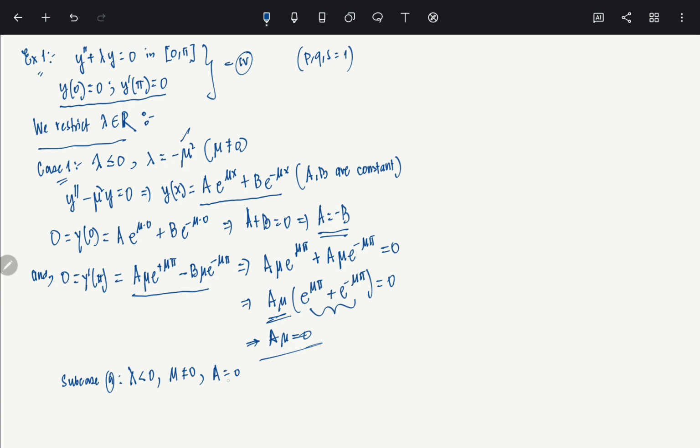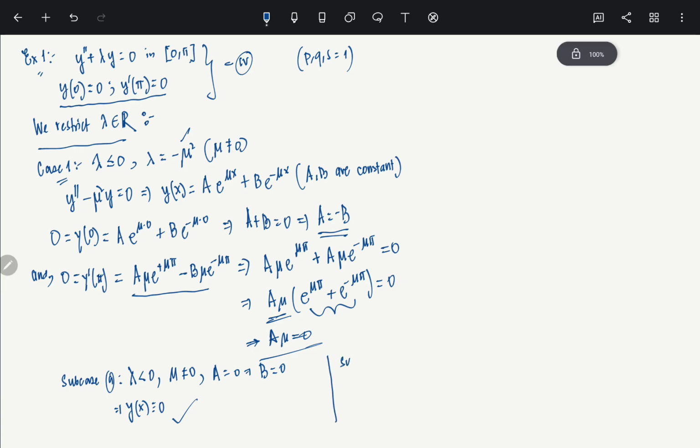Clear? Now if A has to be 0, and A is equal to minus B, that will imply B has to be 0. Now if A and B are 0, you see y(x) is what? y(x) is A e^(mu x) plus B e^(minus mu x). If A and B are both 0, y(x) has to be 0 for all x. So in this case y(x) is 0, and 0 is not a solution which you are looking for, because that can't be an eigenfunction. So lambda negative is not going to work.